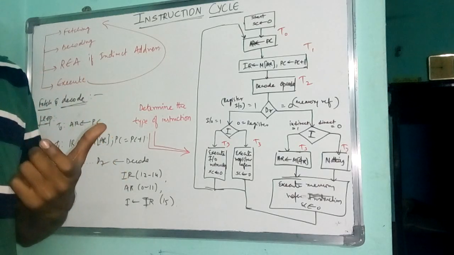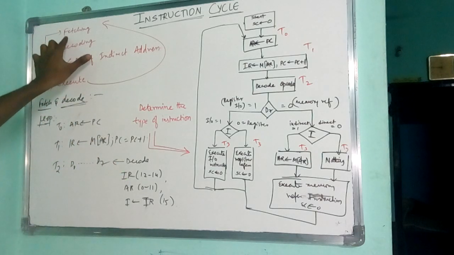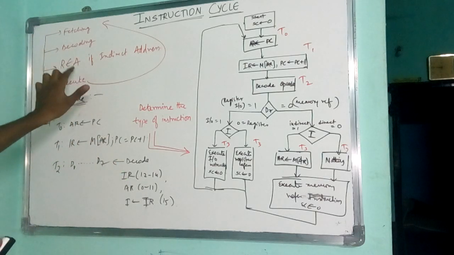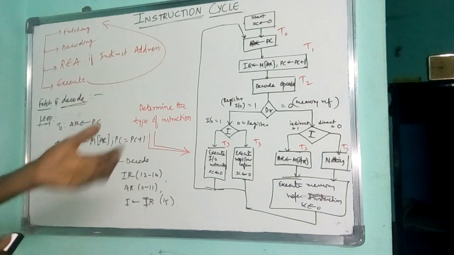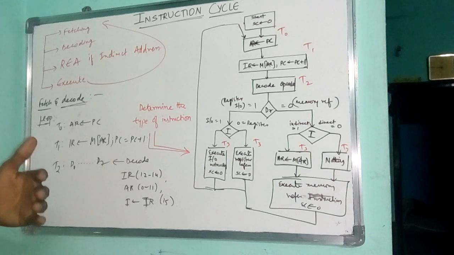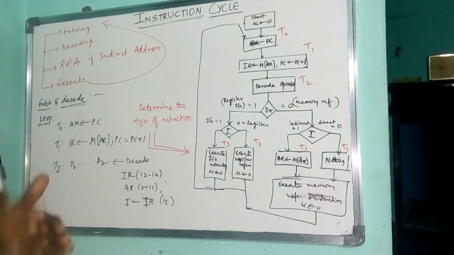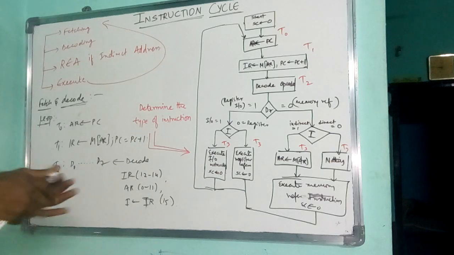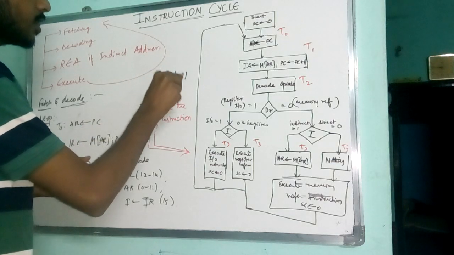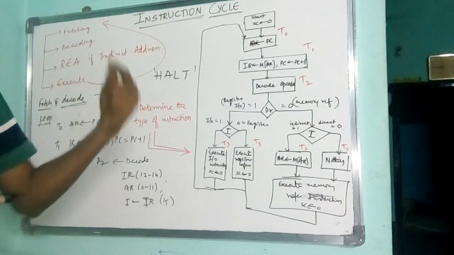Whatever instruction is present is subdivided into four types or four parts. First one is fetching the instruction, second one is decoding the instruction, then reading the effective address if an indirect address is present, then executing the instruction. Once it performs all the four operations, it goes back to fetching the instruction. This process continues until a halt instruction is given. Until this instruction is given to the computer, this process will keep continuing.